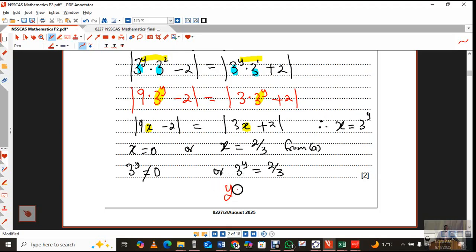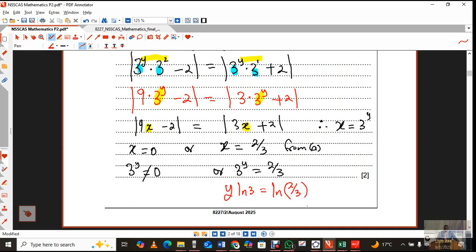So I'm going to have the natural log of y to the power of 3. So bring the y in front, so that's the natural log of 3 is equal to, remember the y is over there, so taking natural log on both sides, now the y comes in front, is equal to the natural log of 2 over 3.